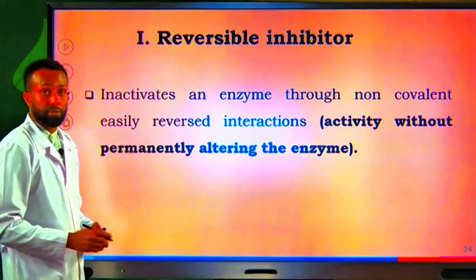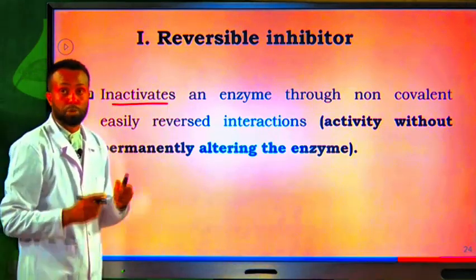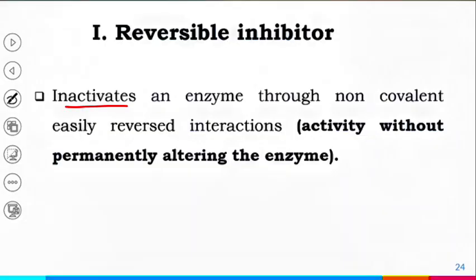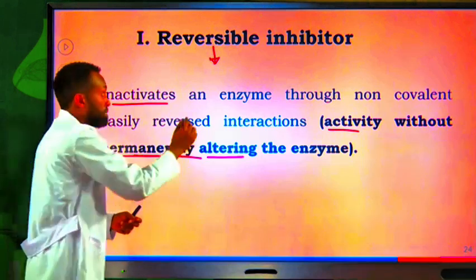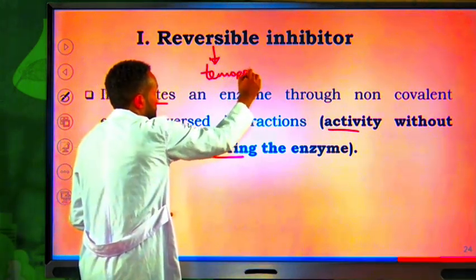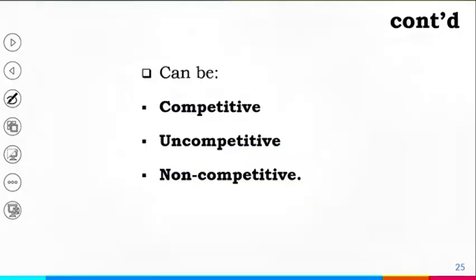Reversible inhibitor. A reversible inhibitor inactivates an enzyme through non-covalent, easily reversed interaction. Or in simple words, a reversible inhibitor blocks activity without permanently altering the enzyme, which means it is not permanent, which means the activity is inhibited temporarily, not permanently. Reversible inhibitors can be classified into competitive, uncompetitive, and non-competitive.